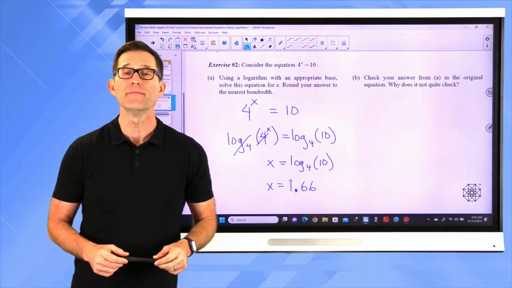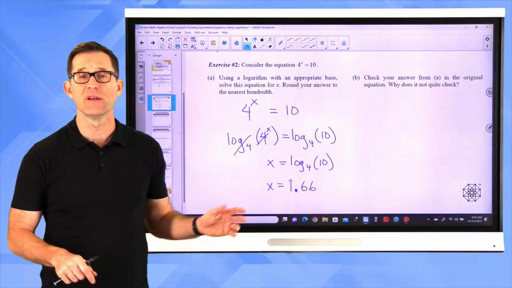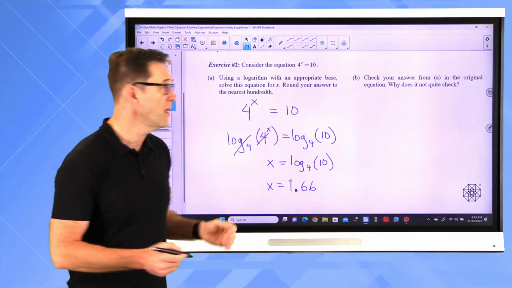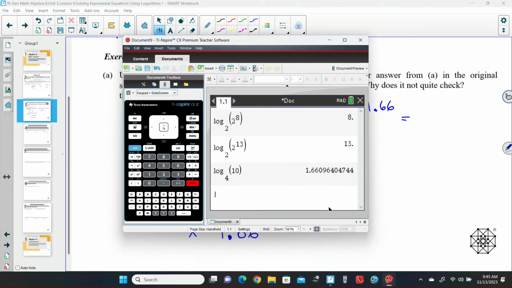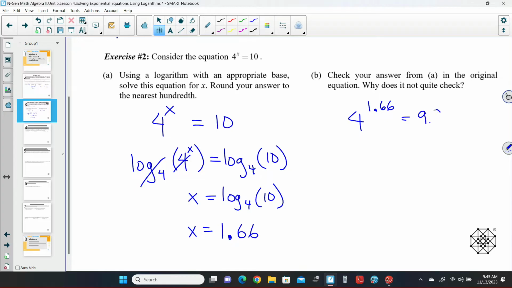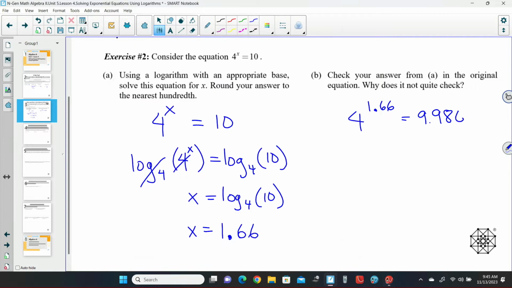Now I'm going to keep my screen like this just for a moment so that we can take a look at letter B. Check your answer from A in the original equation. Why does it not quite check? All right, so let's do this one together. It's easy enough to check x equals 1.66 in 4 to the x equals 10. So I want to look at what 4 to the 1.66 is equal to. Let's grab our calculator. We do 4 to the 1.66, and we get 9.98.